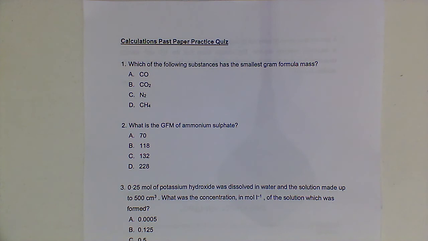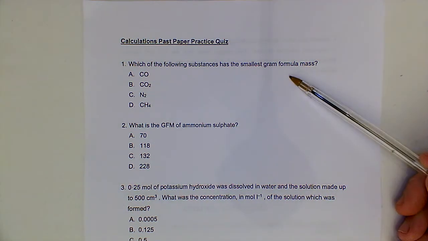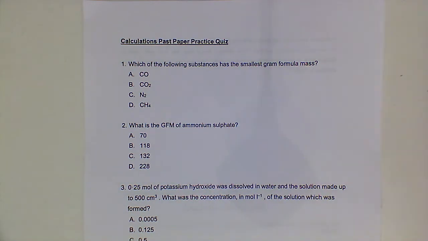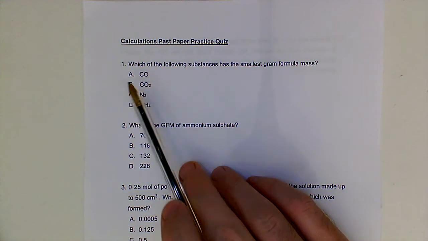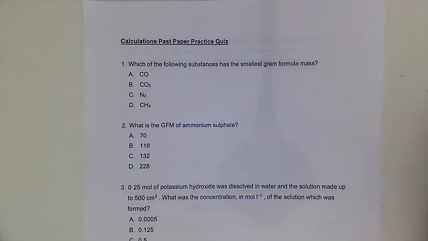So we have the first question: which of the following substances has the smallest gram formula mass? To do this, you need to basically work out the gram formula mass, but some of them you're going to be able to eliminate from the start. For example, CO2 is automatically bigger than CO, so it can't have the smallest mass. So we can eliminate that one. And then let's just do the other ones.